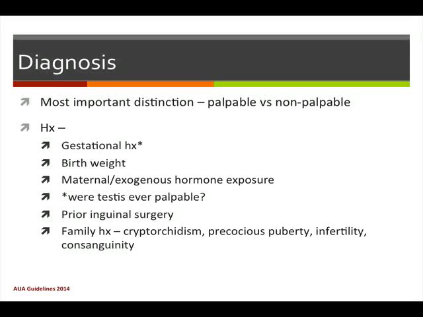So, things to elicit on history, for medical students: gestational age of the infant, birth weight, any previous maternal or exogenous hormone exposures. Were these testes ever palpable, and have they ever had previous inguinal surgery? And is there a family history of undescended testicles, precocious puberty, infertility, or consanguinity?